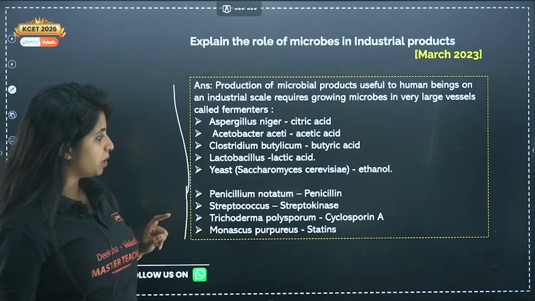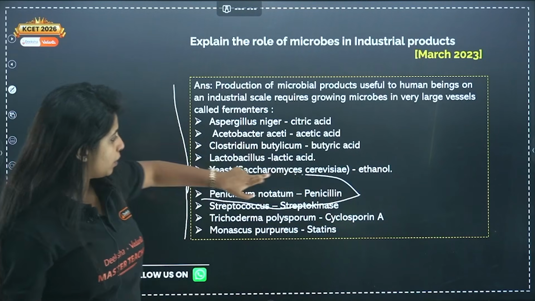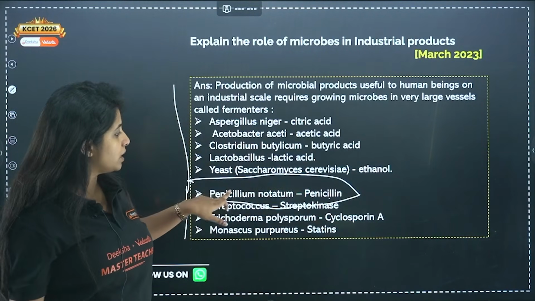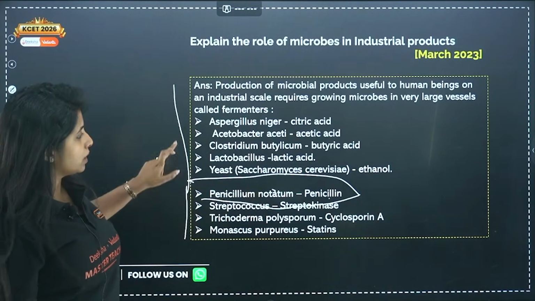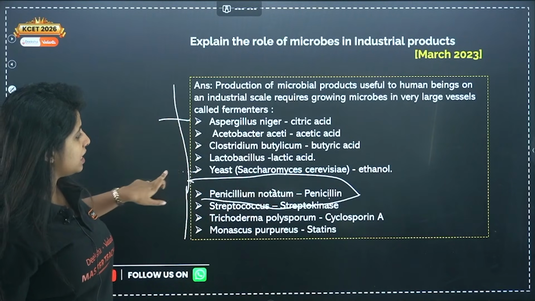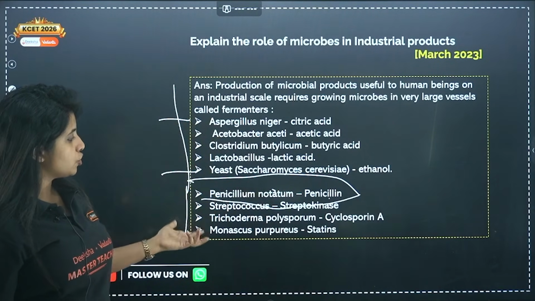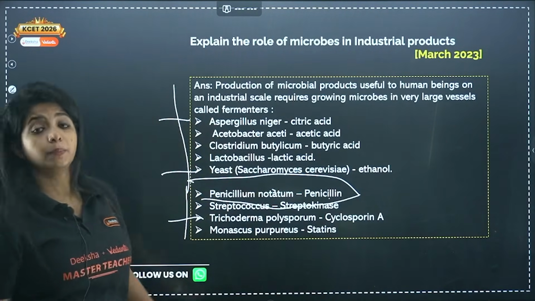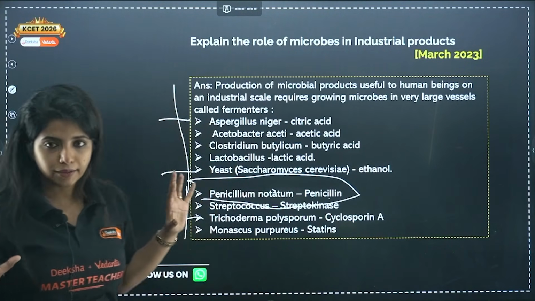Please go through it. All of them are super important. This is the first antibiotic that we got, penicillin. You got it from Penicillium notatum. It's a fungus. Similarly, Aspergillus niger is also a fungus. Yeast is also a fungus. Rest of them, my dear children, could be bacteria. So please go through that.